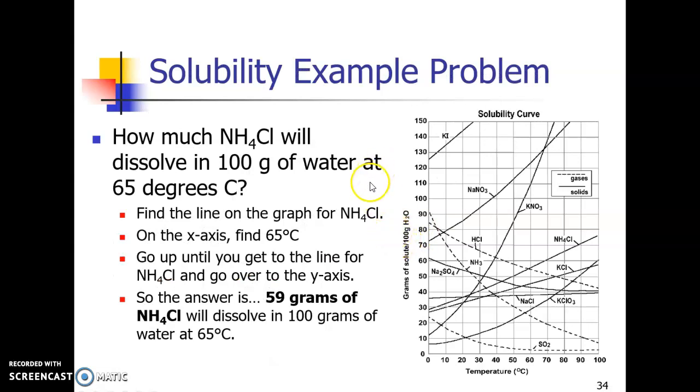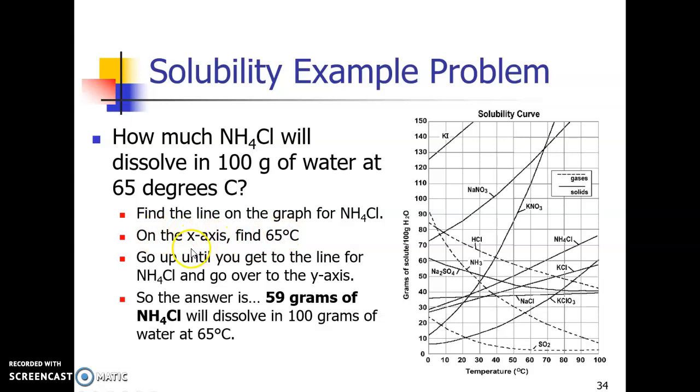Alright, so let's look at some examples here. Our first one, we're going to start off with how much ammonium chloride, NH4Cl, will dissolve in 100 grams of water at 65 degrees Celsius. So we're going to find the line on the graph for ammonium chloride. So here it is, NH4Cl.